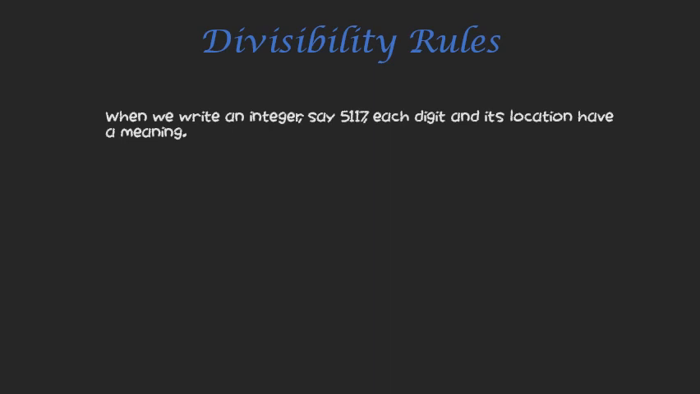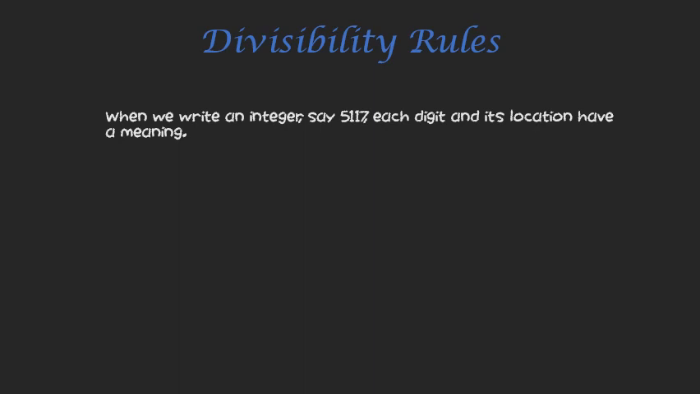Let's get started. Before we get started proving some of these divisibility rules, we need to talk about what it means to write an integer. So for example, when we write the integer 5,117, just listen to how I say that, right? Each digit and its location in the number have a meaning. This is something we learn way back in middle school or elementary school when we learn about place values. Each digit can be a place value. And for most of us, we kind of lose that thinking along the way until we come back to a class like this, and we get to use that thinking to prove some really interesting results about divisibility.